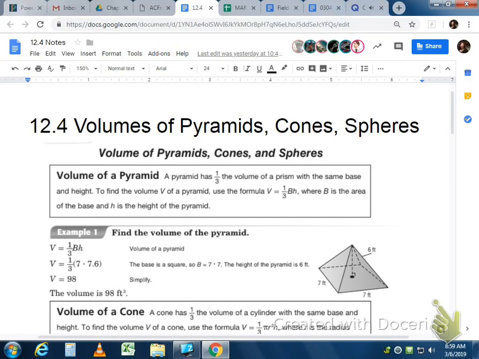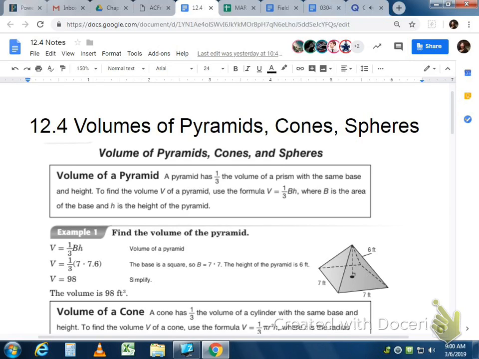Lesson 12.4, volumes of pyramids, cones, and spheres. This is exactly what it says. You're calculating those volumes using formulas. These formulas will be given to you on the iLearn, so you don't have to memorize, but I do want to explain how they're related to the ones that you do have to memorize. So, especially pyramids and cones.